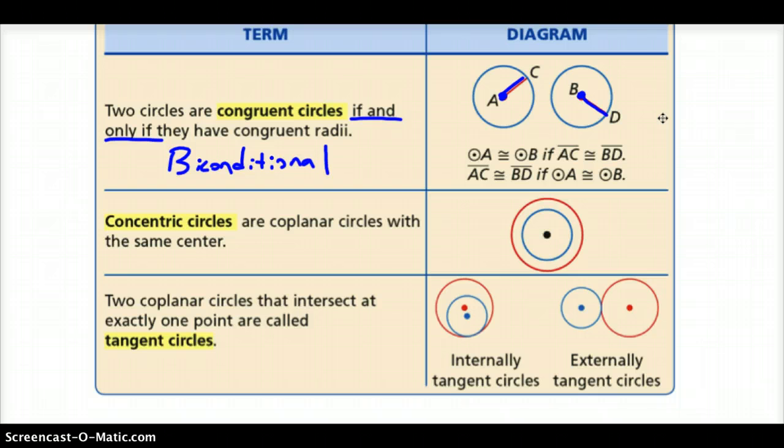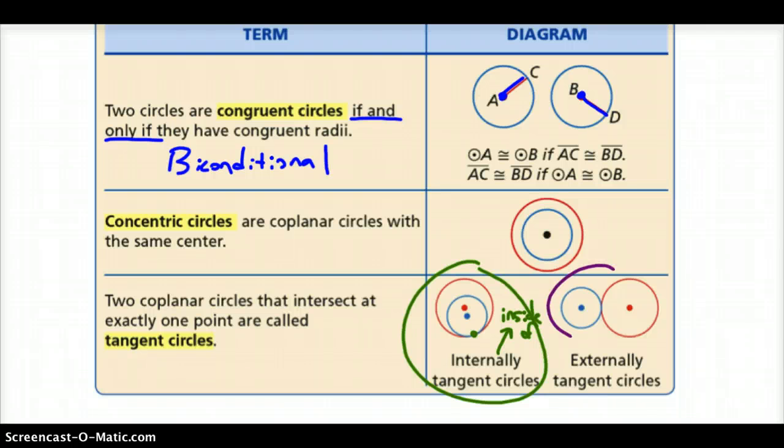And then finally, we have what tangent circles are. Tangent circles are two coplanar circles that intersect at exactly one point. We have a couple examples here. We have internally tangent circles, where one circle is inside of the other circle. Notice they have a point of tangency right here. In another case, these two circles are outside of each other, but they do intersect at this one point of tangency. So these are considered externally tangent circles.